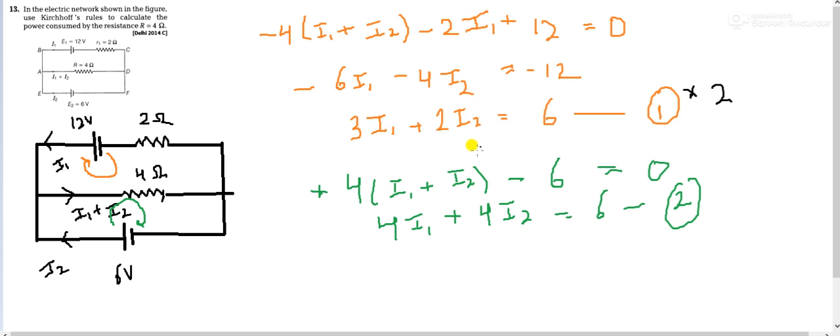Now if we subtract these two equations after multiplying by 2, this 4 I2 would be cancelled. 3 twos are 6 I1 minus 4 I1, you get 2 I1, 12 minus 6, you get 6, and I1 is 3 ampere. Now if you substitute this value, 3 threes are 9, 6 minus 9 is minus 3, and I2 would be minus 3 by 2, that is minus 1.5.